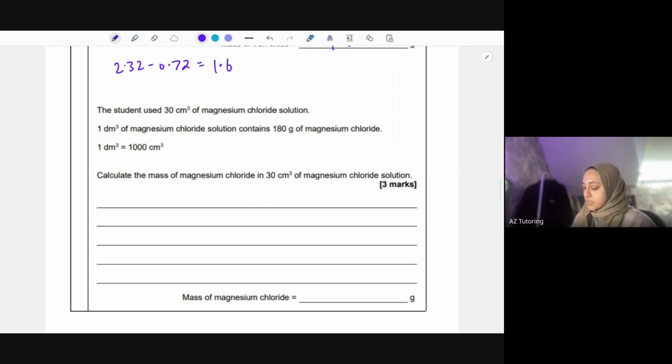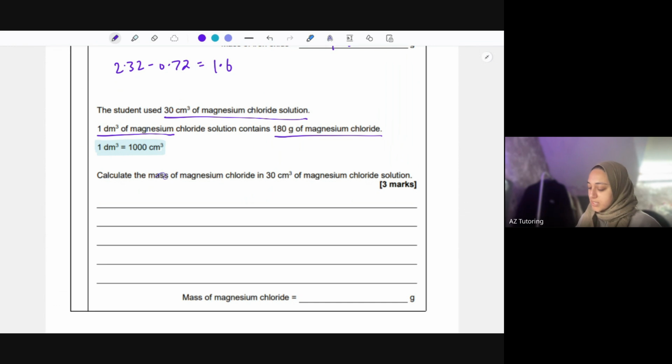The student used 30 centimeters cubed of magnesium chloride solution. 1 decimeter cubed of magnesium chloride solution. So notice a change in units here. It contains 180 grams of magnesium chloride, and they've told us 1 decimeter cubed is 1,000 centimeters cubed. But they will always tell you that, just like that last question we did, they expected you to know to change the centimeters cubed to decimeters cubed, you had to divide by 1,000. So the flip way for centimeters cubed to decimeter cubed is you times. They're not always going to tell you though.